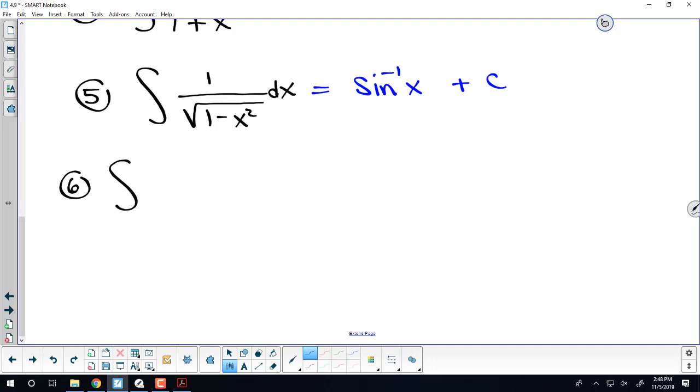What about the antiderivative of secant squared with respect to x? Tangent, yeah, the derivative of tangent is secant squared.